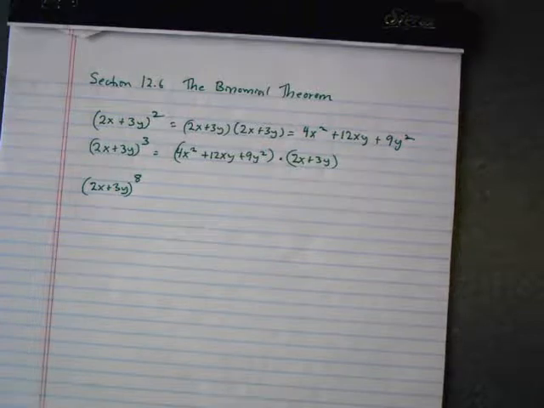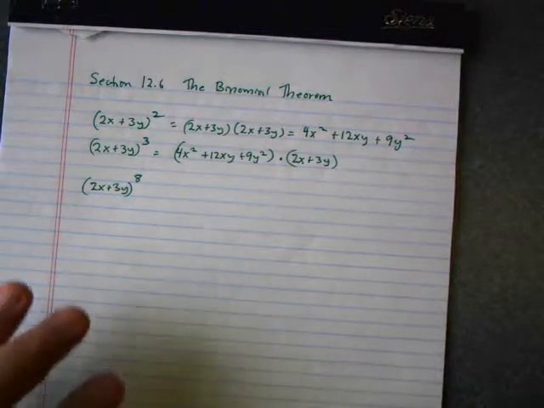That's correct. You would not take 2x plus 3y and write it down 8 times and FOIL it all out. You'd be here for a long time, and you'd probably make at least one arithmetic mistake along the way.